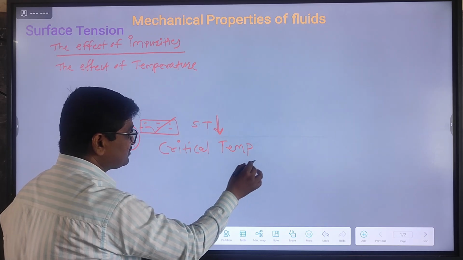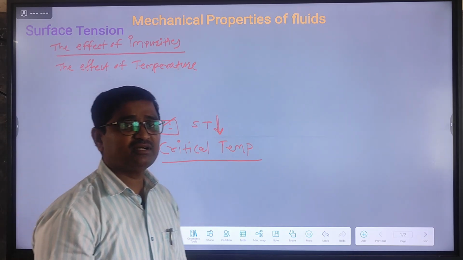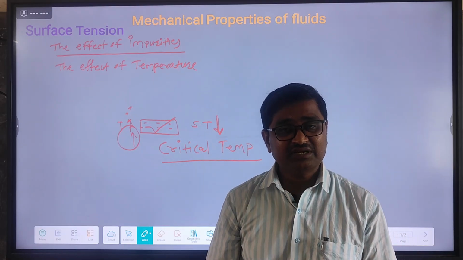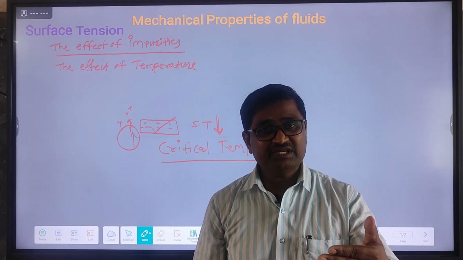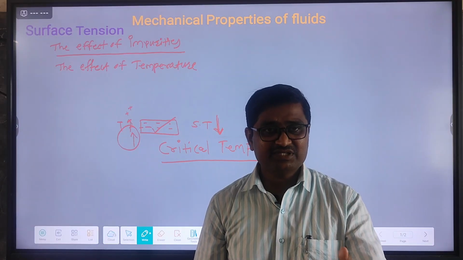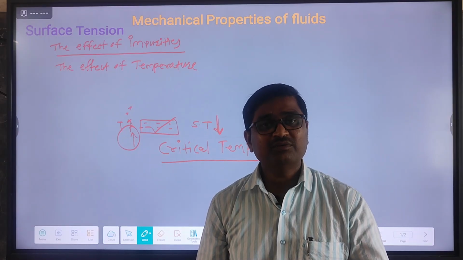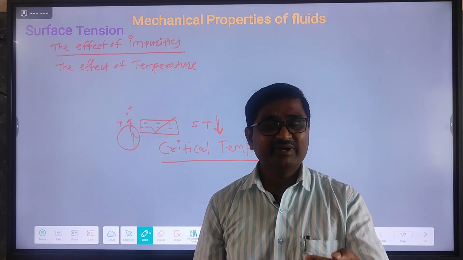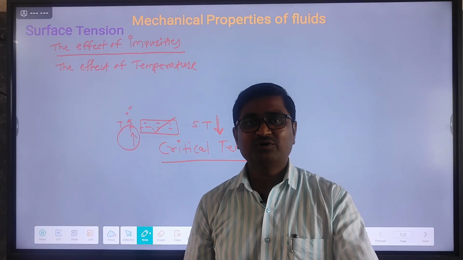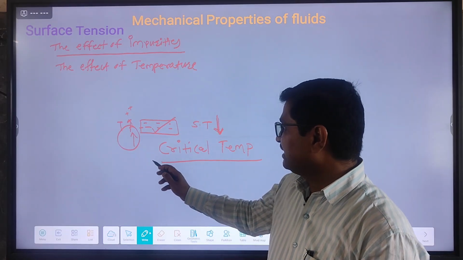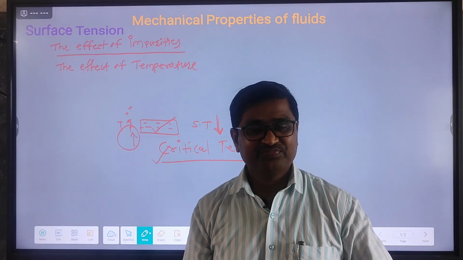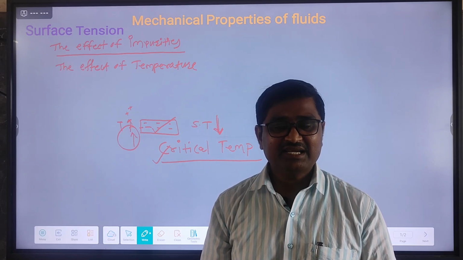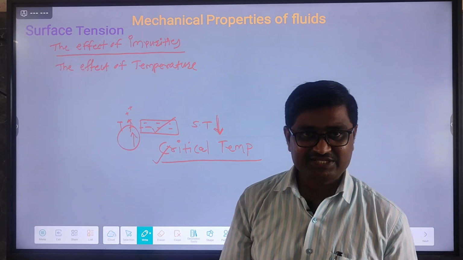This is an important definition. Which temperature is called critical temperature? In most liquids, when the temperature increases, their surface tension decreases. When the temperature increases again and again, the surface tension decreases step by step. So the amount of temperature required by that liquid for its total surface tension to decrease and become 0 is called critical temperature. That is a very important definition. Get it clear? So these are the effects of impurities and temperature on surface tension.